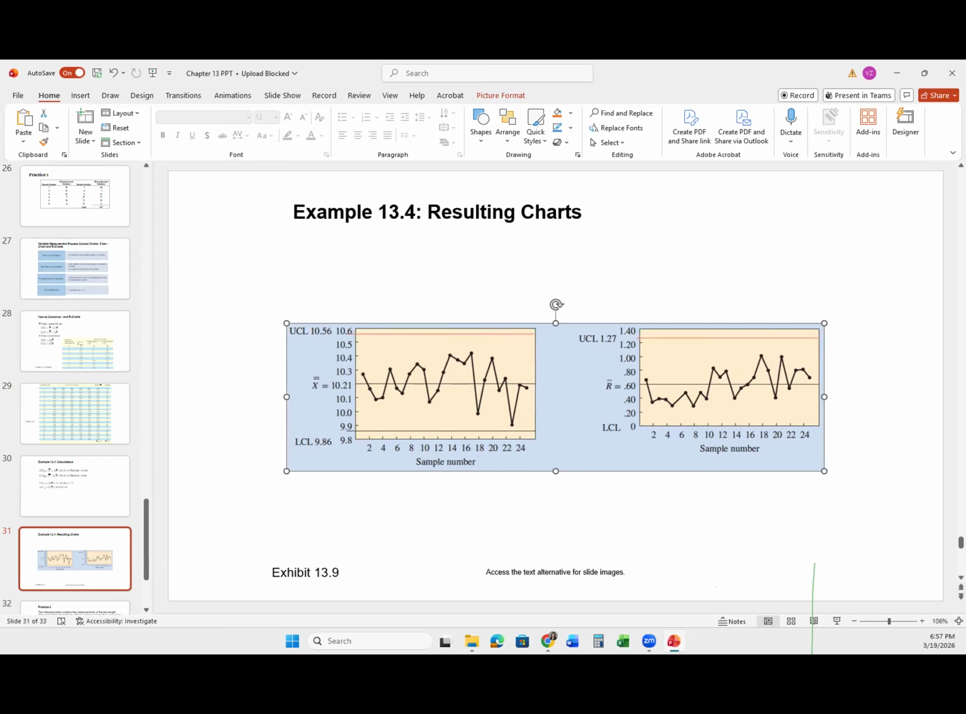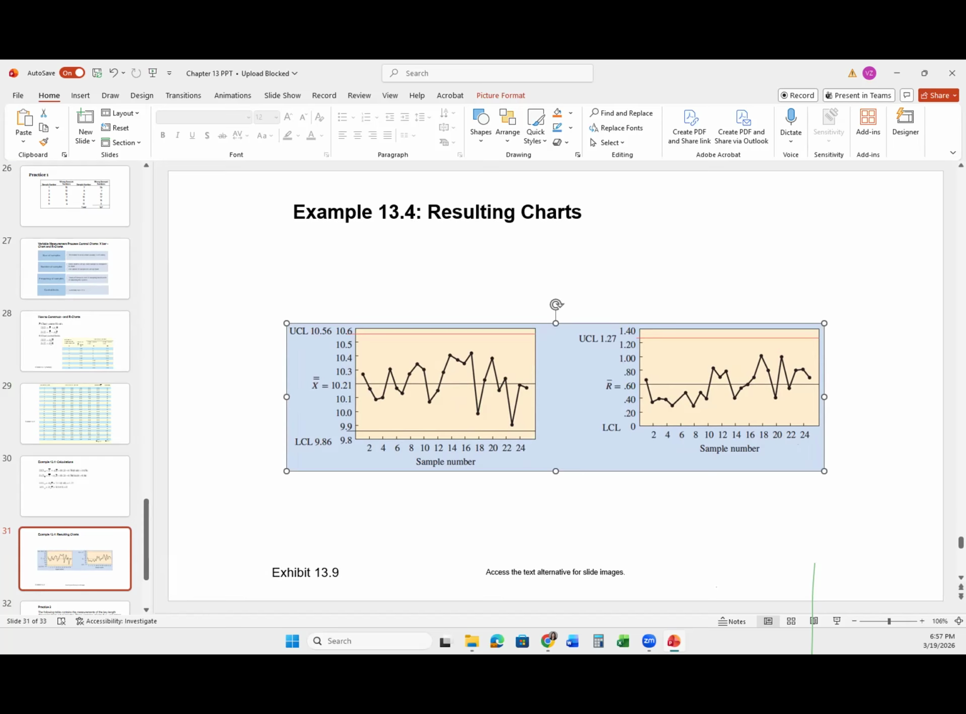Is it in control or out of control? In general, in a really simple way, if you didn't find any single sample point outside the limits, it means in control. Okay, so it looks great.